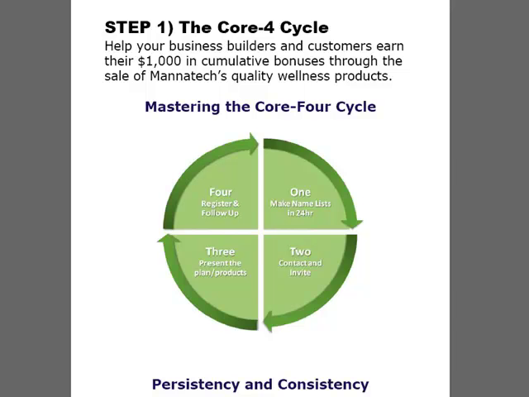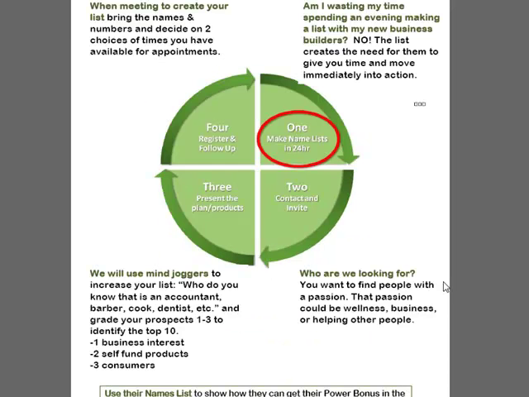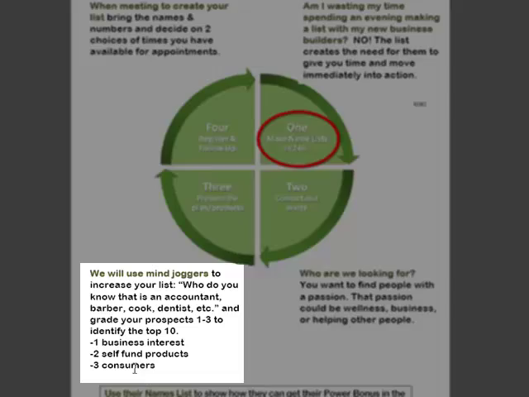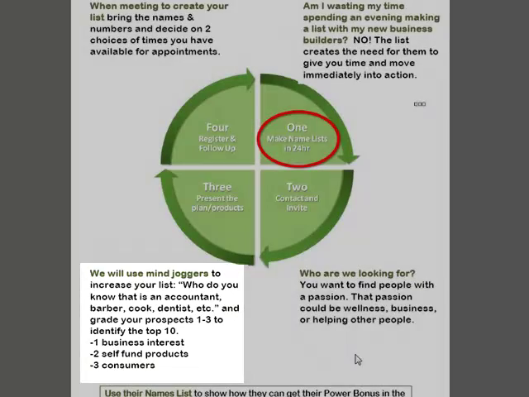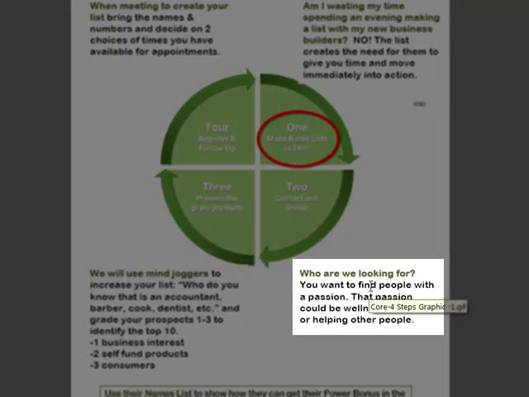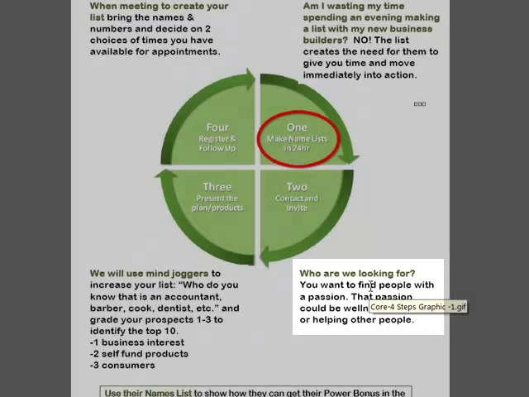This is all about making their names list on step 1, and you see a lot of information about how important it is to do that in the first 24 hours. You always want to talk about that being in the first 24 hours. Down here you see some mind joggers and who to look for. Again, you don't want to read all of this, you just want to use it as a guide.